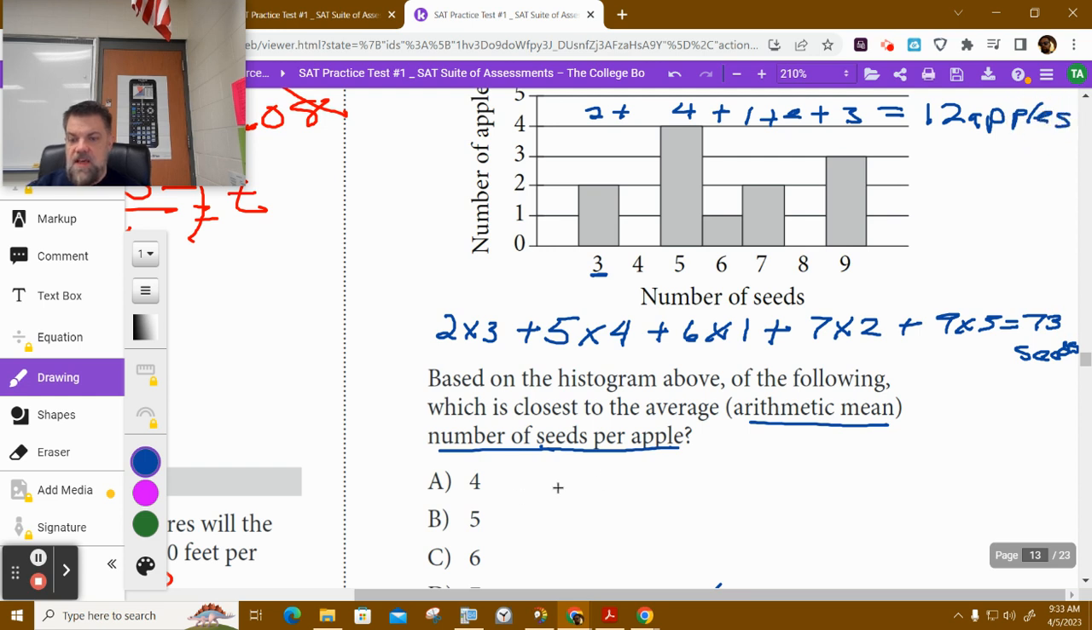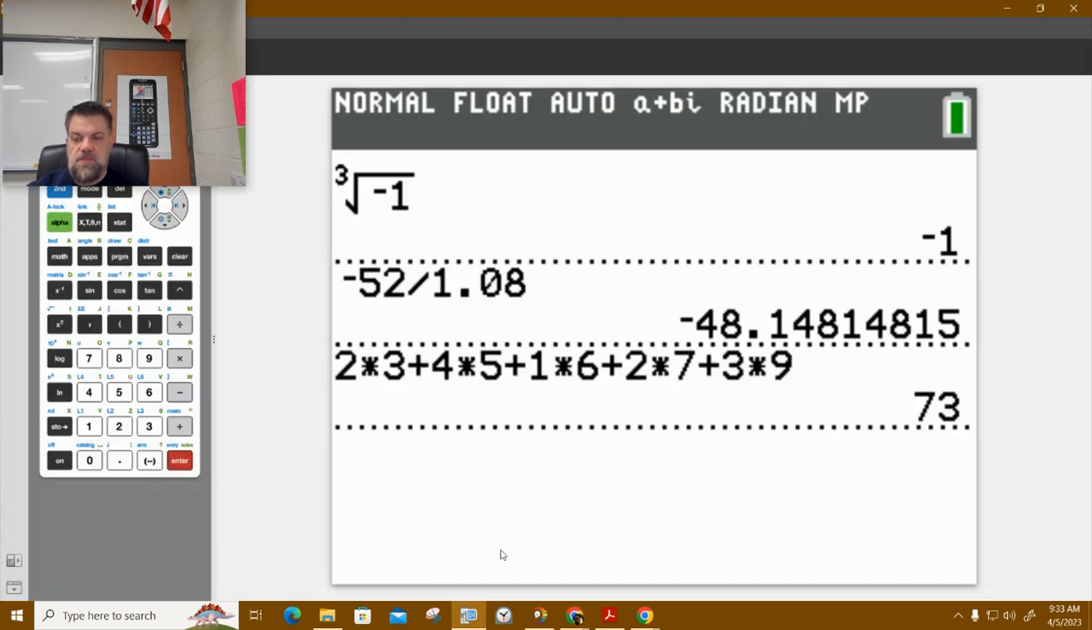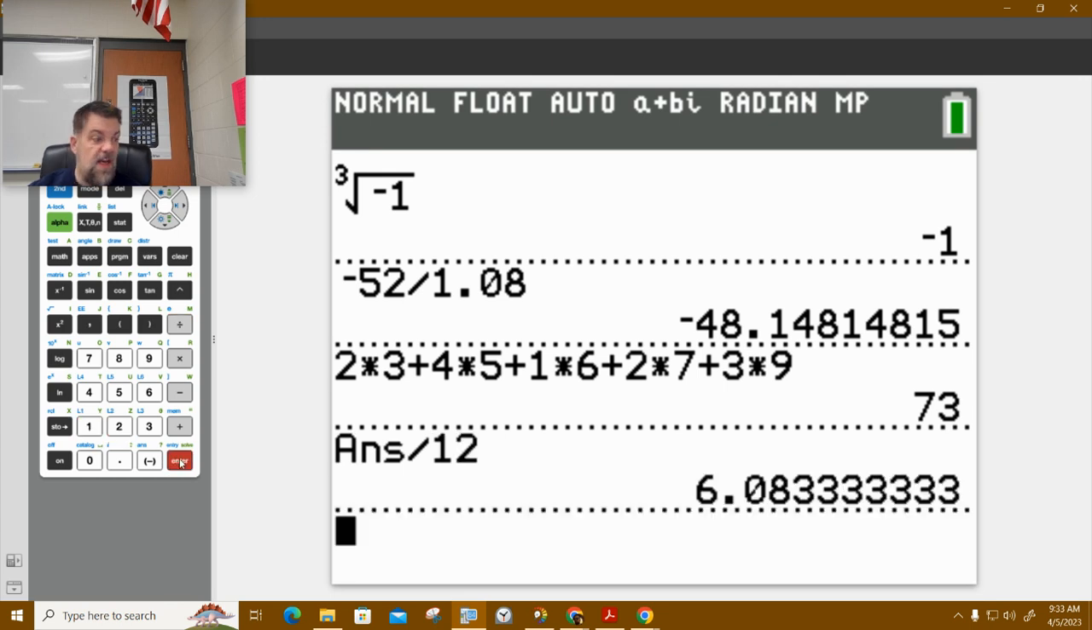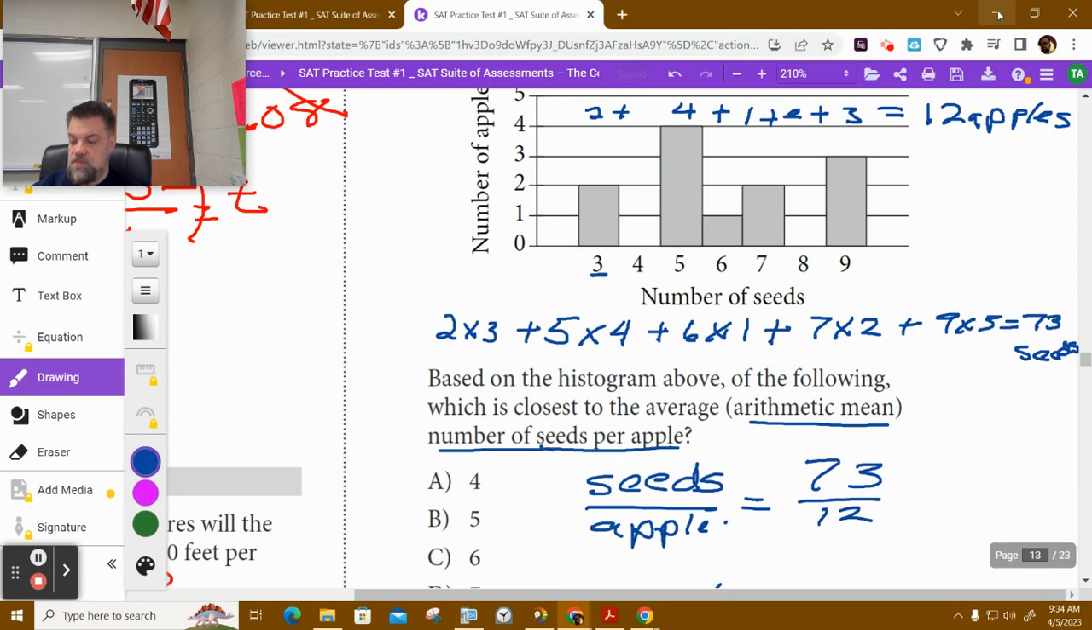So to get the seeds per apple, you're going to take 73 and divide it by 12. So let's go back into our calculator and take 73 and divide it by 12. And I get 6.08. Actually, it equals 6.08, so I don't need to do the approximation.